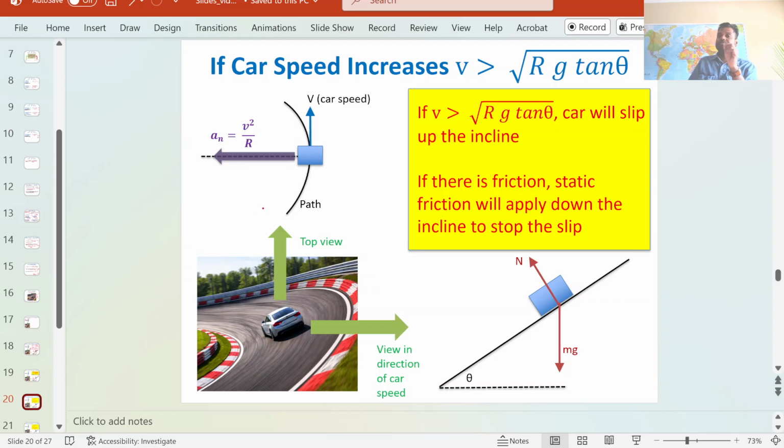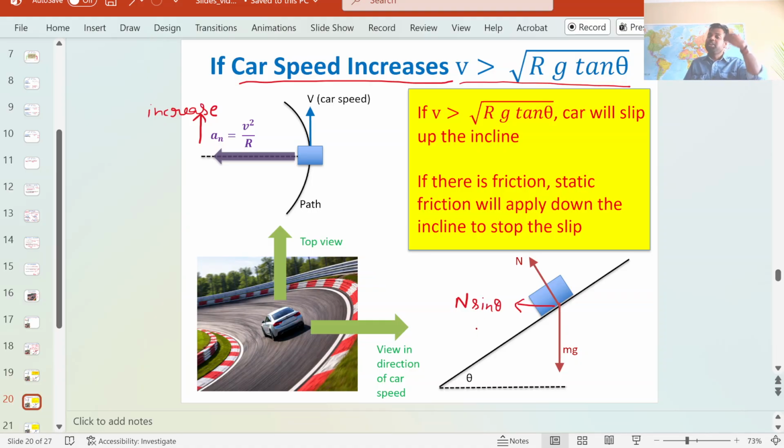Now, if car speed increases, if the car is going faster than this value square root rg tan theta, then this an will increase. So you need more force towards the center, right? So right now we have n sine theta. We need to increase it. And how will it be increased?